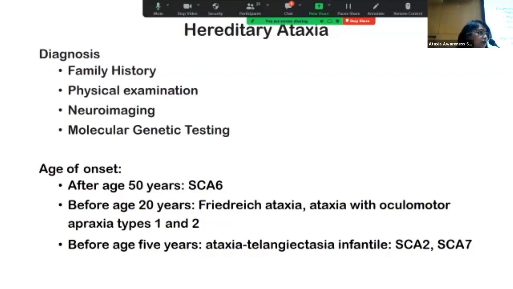Physical examination the doctor will perform to identify if it is ataxia. Neuroimaging, sir talked about it. And then what happens last is molecular genetics. There are many gene panels available that will check for mutations in any of the ataxia genes. I'll show you the long list of genes, but before that, I will give a little bit of background.